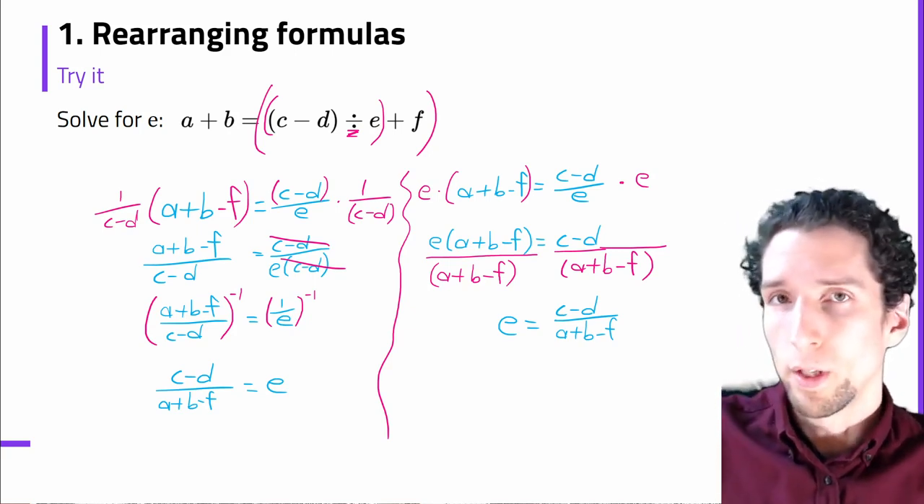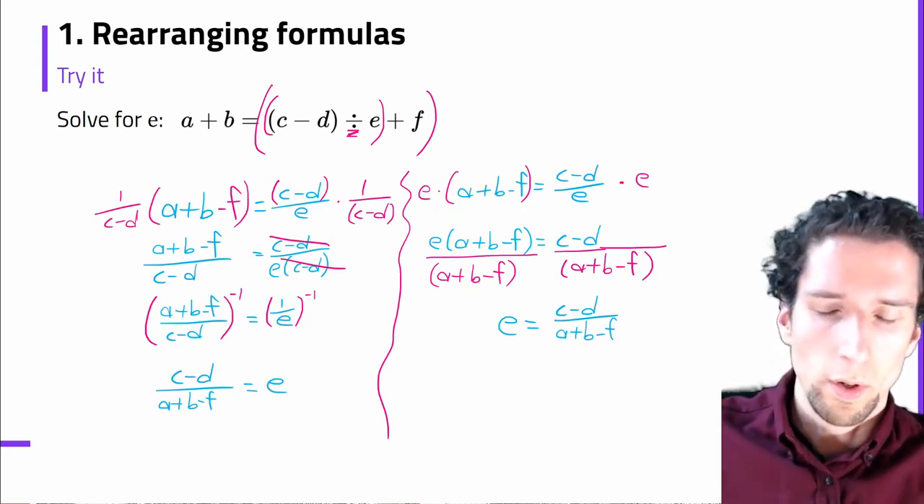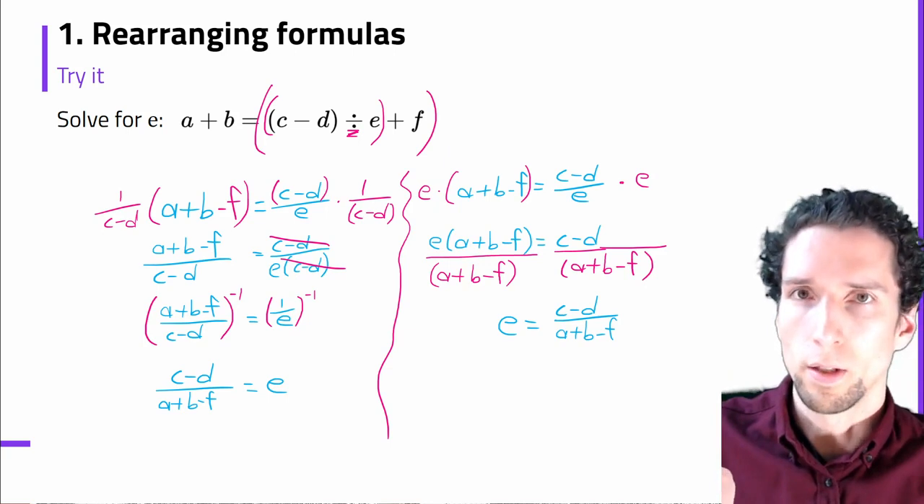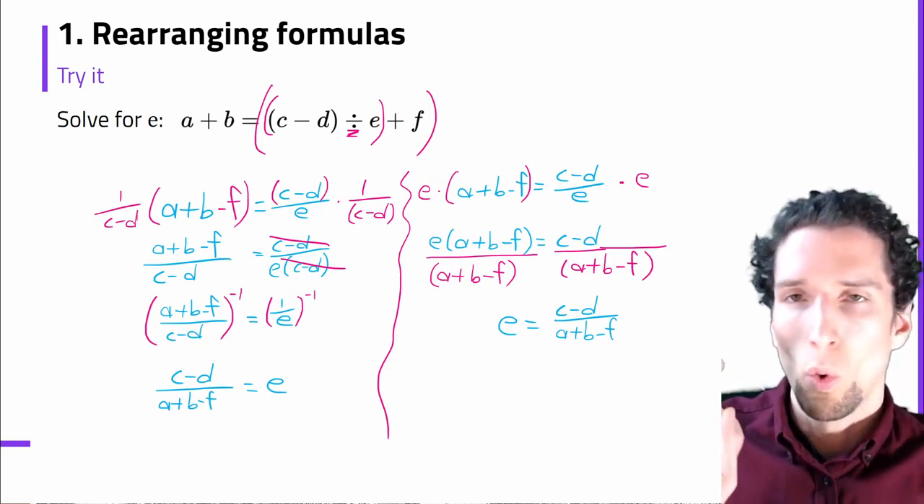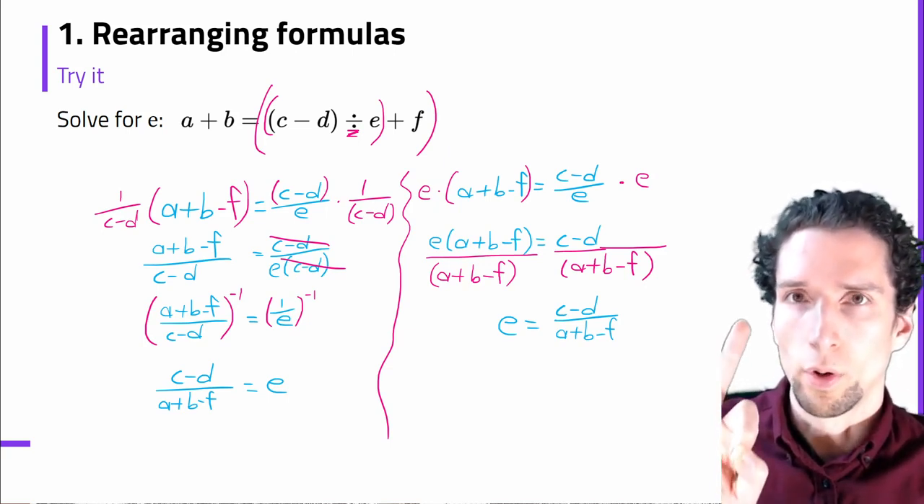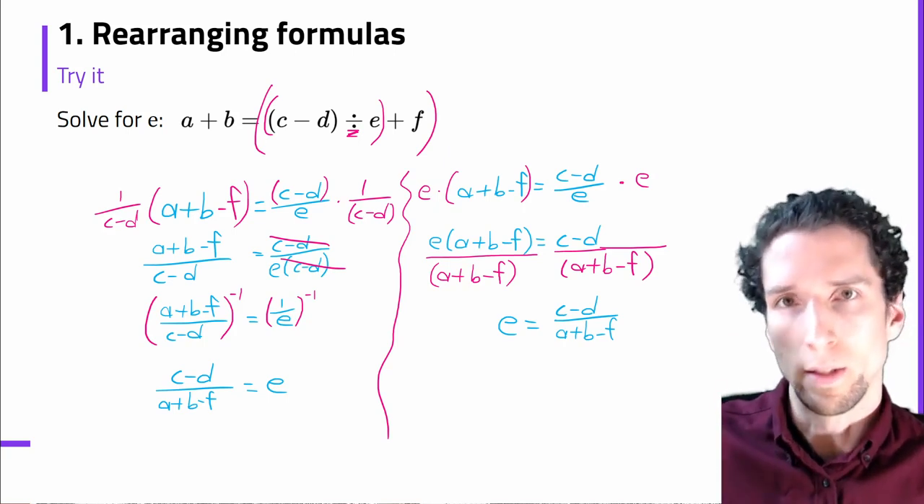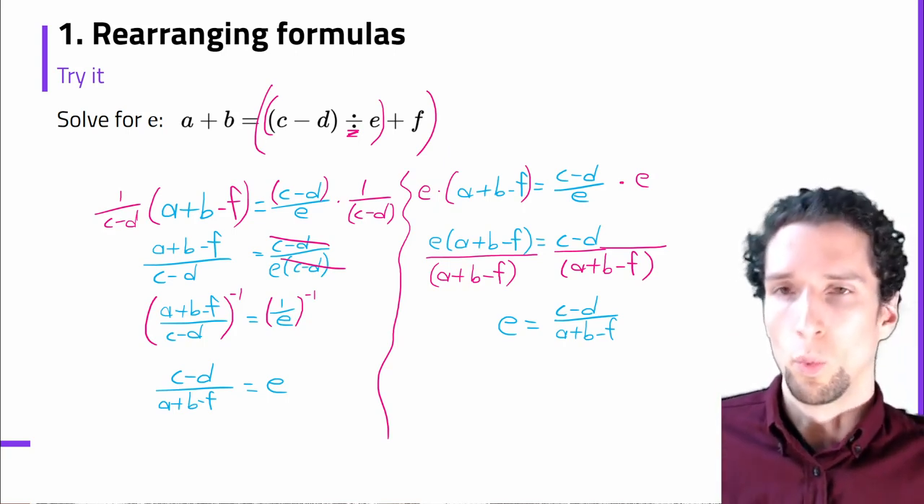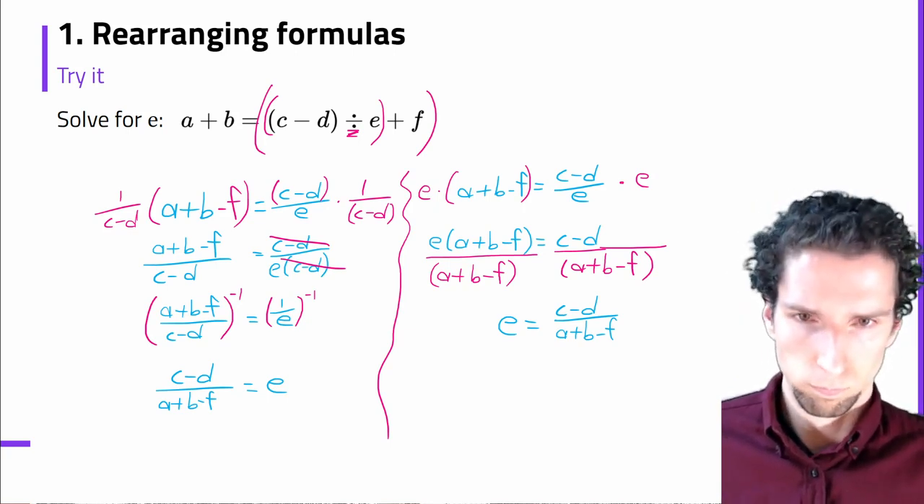So 3 different methods. Again, reverse order of operations, or write in a bunch of brackets and do them from the outside in, or replace all of your variables with numbers and then see how you would do it, and then do exactly that process with the variables.